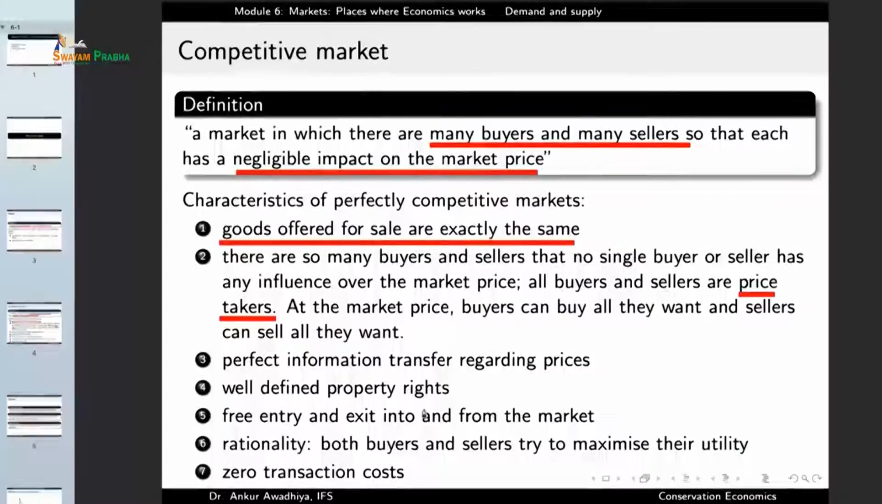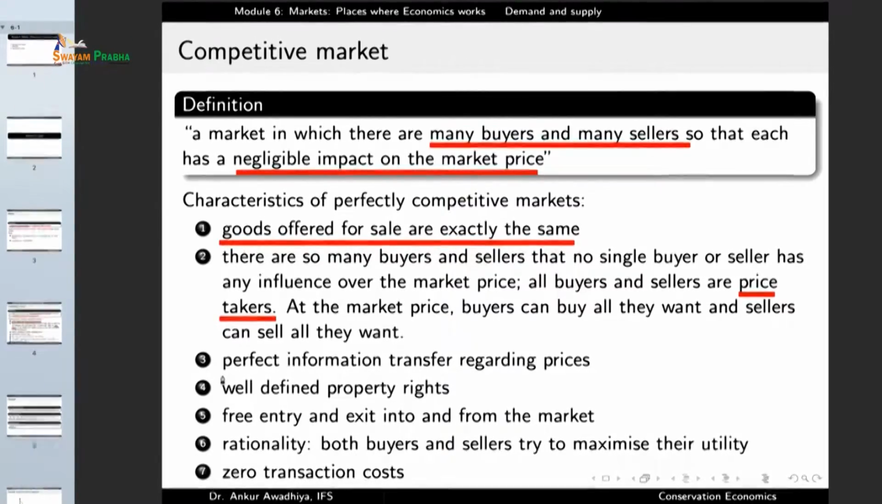So, once the market price has been fixed because of the actions of buyers and sellers, then everybody is a price taker, the buyer as well as the seller. The buyer can get the good at the market price, and he can get as much of the good as he wants from the market because there are so many buyers and sellers. Similarly, the seller can sell as much of the good as he wants to sell at the market price.